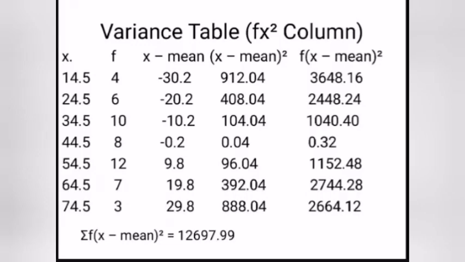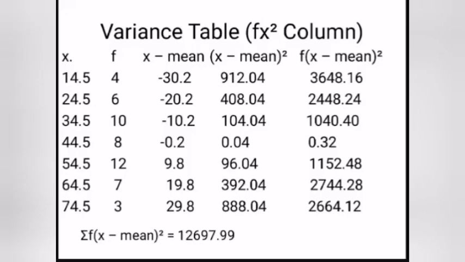So 20 minus 20.2 squared will give us this, minus 10.2 squared will give us this, minus 0.2 squared will give us this, 9.8 squared will give us this, 19.8 squared will give us this, 29.8 squared will give us 808.04. So the next thing we're going to find is f times this deviation squared. You can name this your x minus mean, d. So the next columns you have are f, x, f, then d squared, then f d squared. Or you can just leave it as f bracket x minus mean squared.